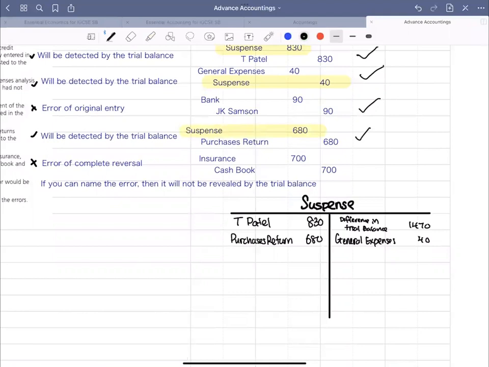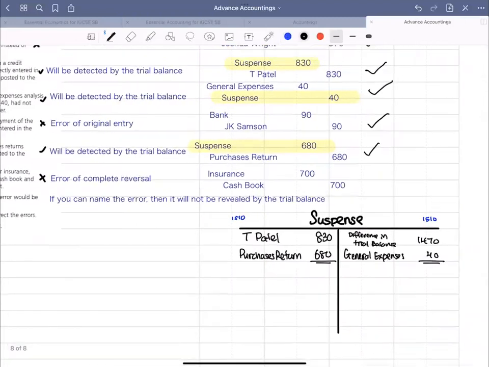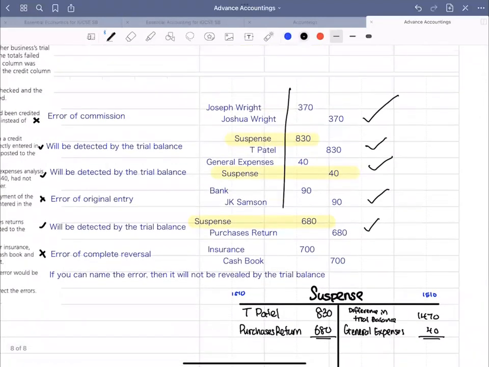So let's try to see if this works. I'm going to add them up together. So 1,470 add 40, I get 1510. The other side, I will get 1510 as well. Lucky. So if they are the same, what I need to do is I just need to draw 2 lines here, and that concludes the suspense account. So there's no dates here that we need to put in because the dates are not given to us. So this is it. Let me just draw a few lines here to complete my journal.